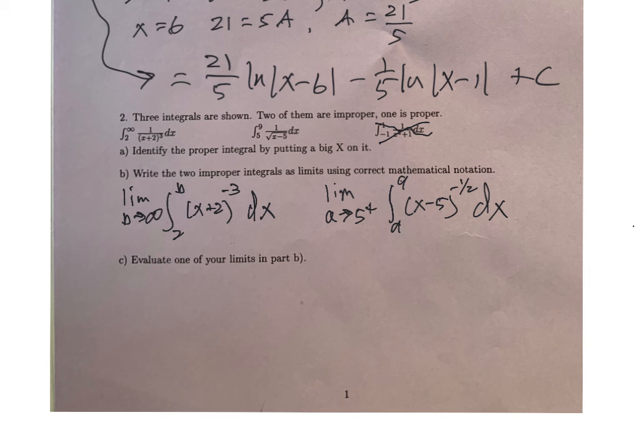Okay, using correct mathematical notation. And then on part C, you pick one of those. Both of them are just the power rule, raise the power, evaluate the limits. The variable part goes to 0 and you're left with the constant. I don't remember the answer. I don't think I need to work through part C. So let me pause this and I'll load new paper.